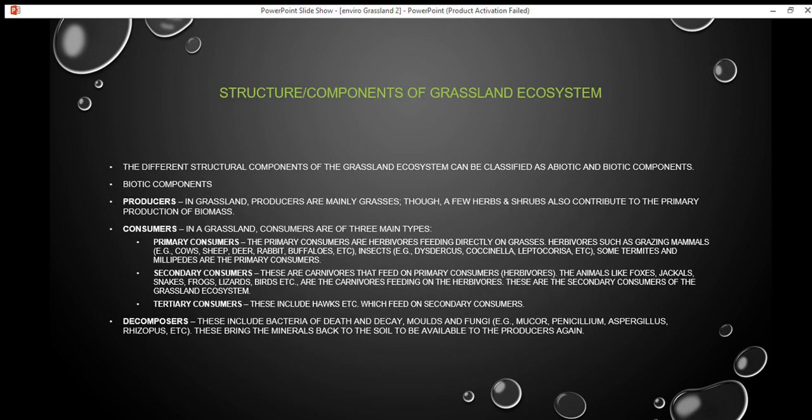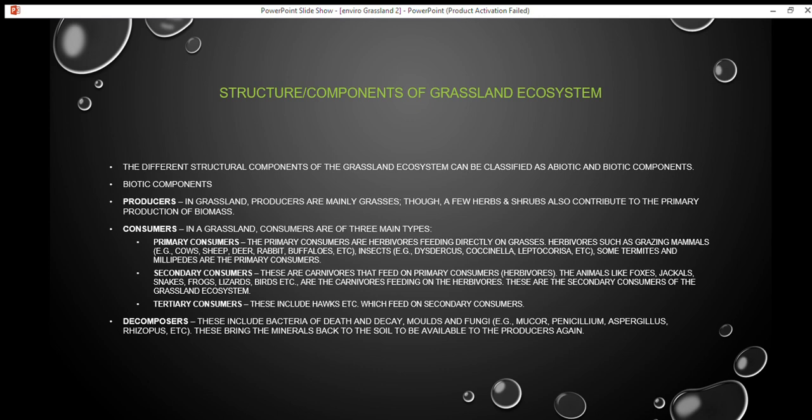Structure and components of grassland ecosystems. Now, the different structural components of a grassland ecosystem can be classified as abiotic and biotic components. Now, on the biotic side, we have the producers in grasslands. Producers are mainly grasses, though a few herbs and shrubs also contribute to the primary production of biomass.